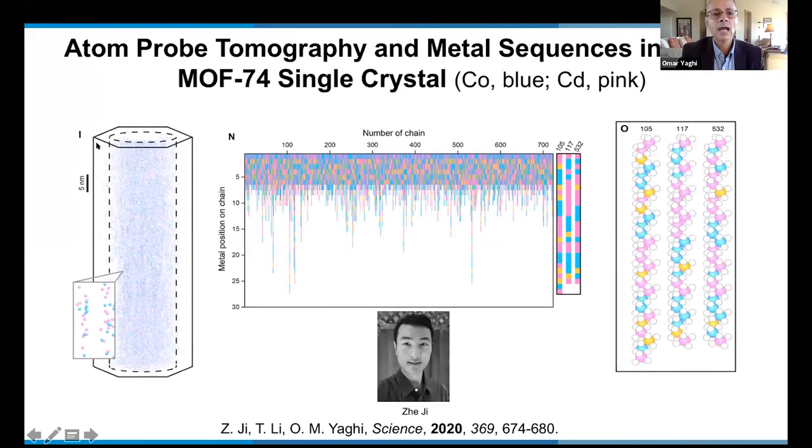And this would be a single crystal of this MOF that is made from rod SBUs. Each line you see here is really a chain, one of those rods, and the colors are the sequence that we have found for these metals. So I think the vision of being able to design sequences, like nucleotides in DNA, within MOFs and COFs, to code for specific properties is real. And I think we're making an important step here in being able to characterize these.